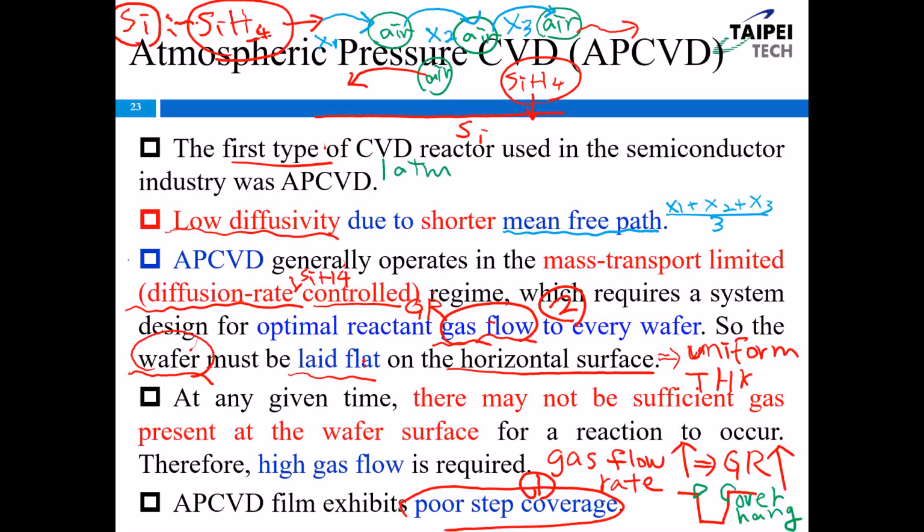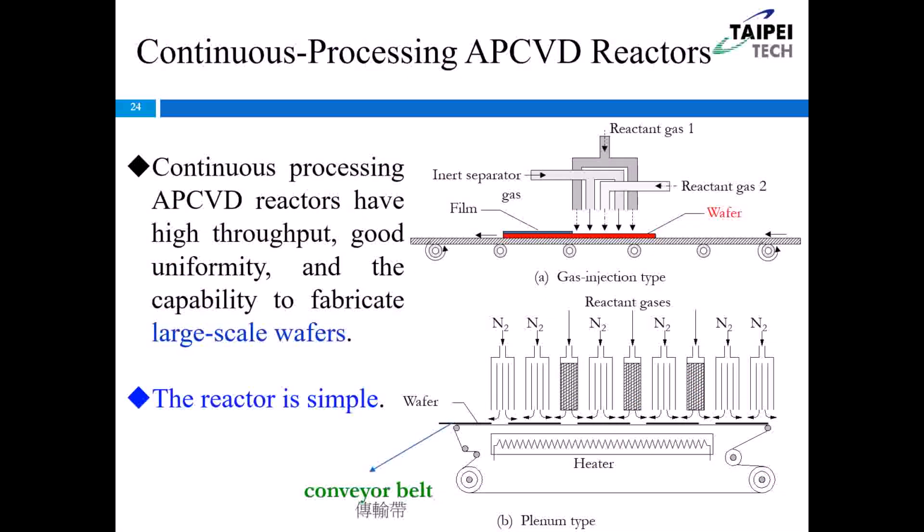And when we talk about APCVD, we need to talk about LPCVD later. So for the APCVD, the reactor is very simple. Of course, we don't need the vacuum system, right?